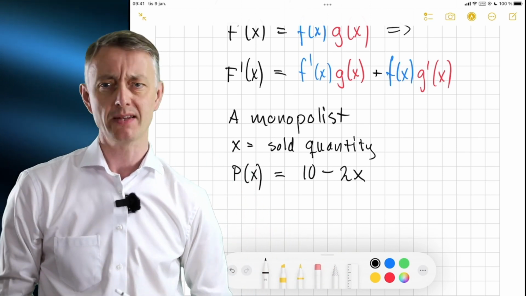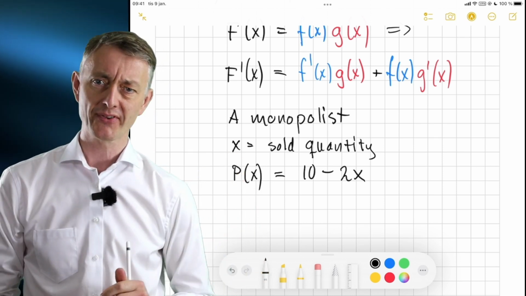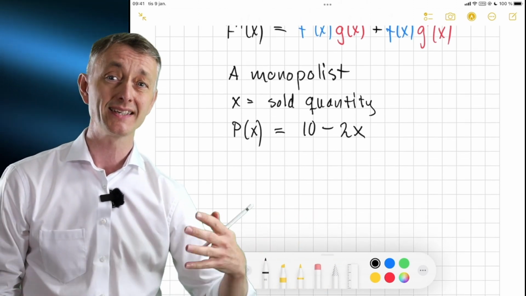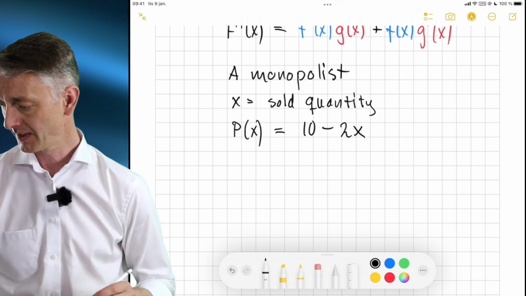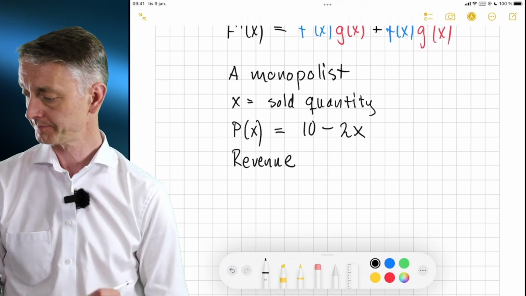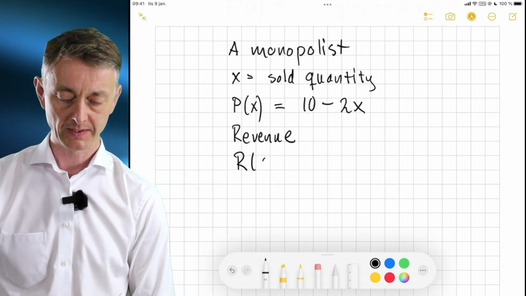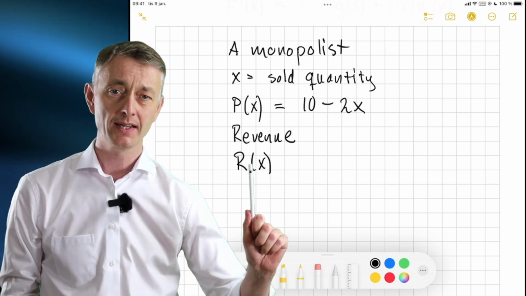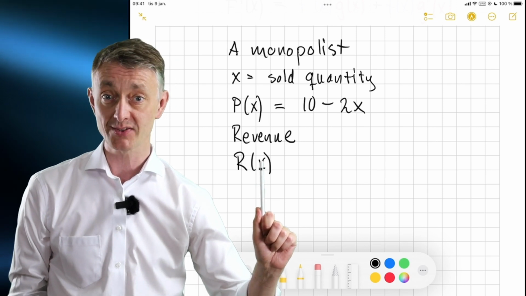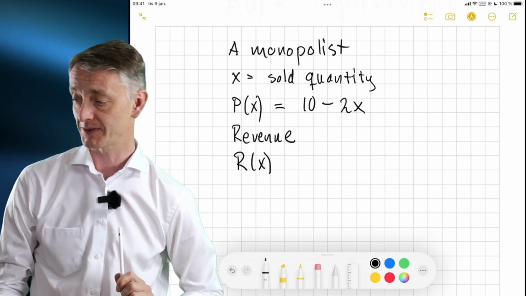So a monopolist may then be interested in how much money it earns. Now we're not going to bother about any cost function, we will just look at revenue. That is how much money is coming into the monopolist. So revenue, we will define that as R as a function of X. Depending on how much of the good the firm is planning to sell, that will affect revenue, and it will affect it in two ways. We'll see that in a moment.